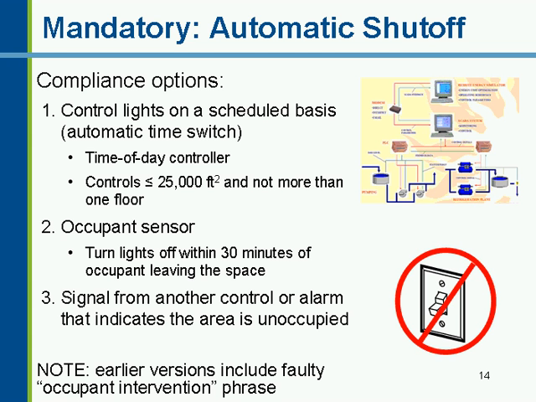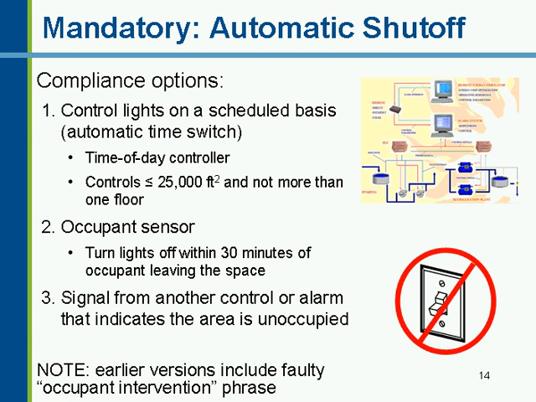The first one is on a scheduled basis, some kind of an automatic time switch. This can be part of an energy management system. It can be simple switching. It has to be something that's programmed so you can have time of day control, and there are limits in terms of the area of control. You can control less than 25,000 square feet and not more than one floor for each control node. You can't control any more than that. Again, this is to provide some flexibility, so you can turn off parts of the building and not others when the schedules dictate that makes sense.